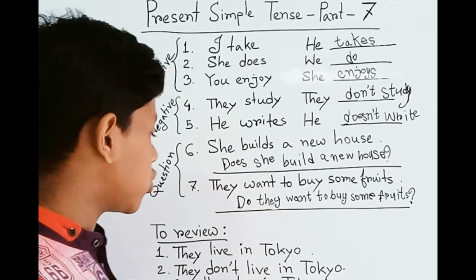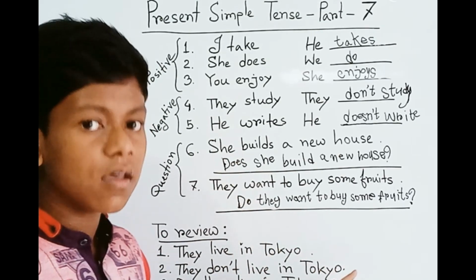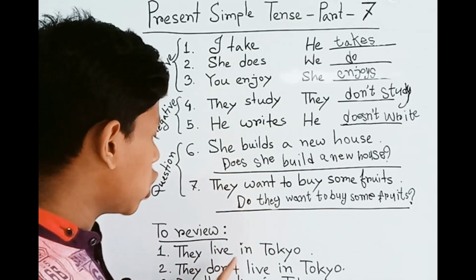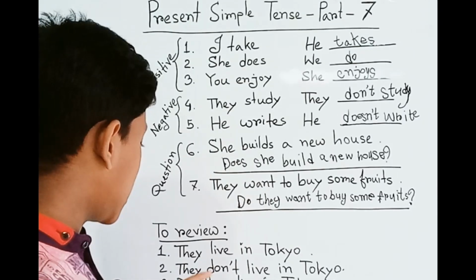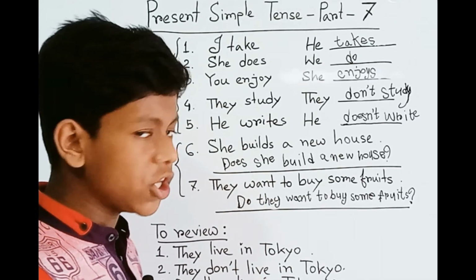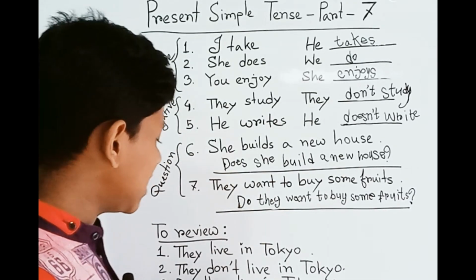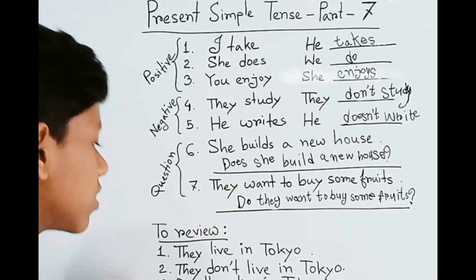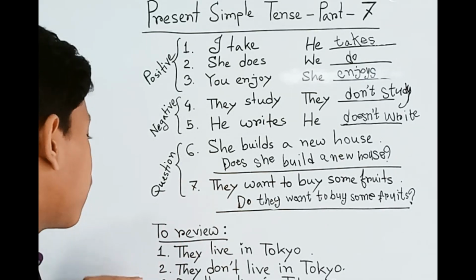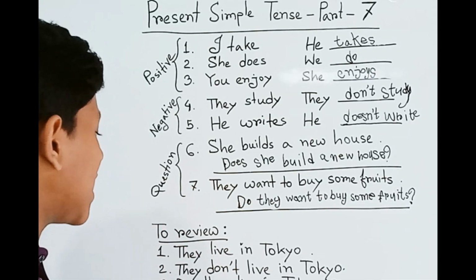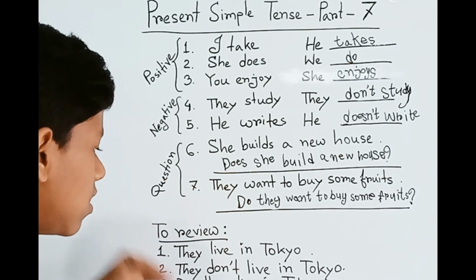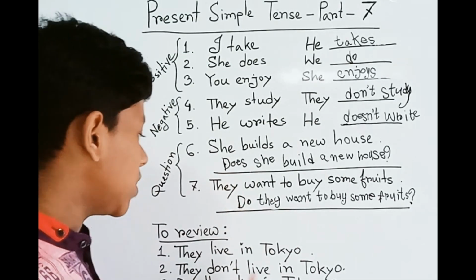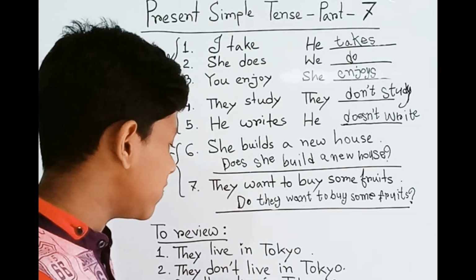So here we can see: they live in Tokyo. They don't live in Tokyo. They live in Tokyo is positive. Then they don't live in Tokyo. Then do they live in Tokyo? Don't they live in Tokyo? So this is the positive form of question, and this is the negative form of question. They live in Tokyo. They don't live in Tokyo. Do they live in Tokyo? Don't they live in Tokyo?